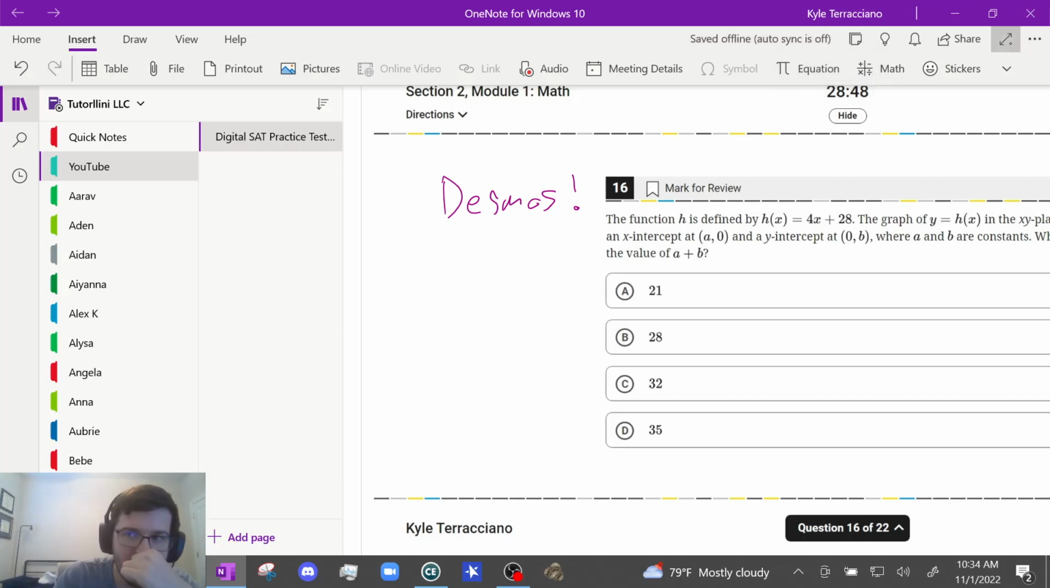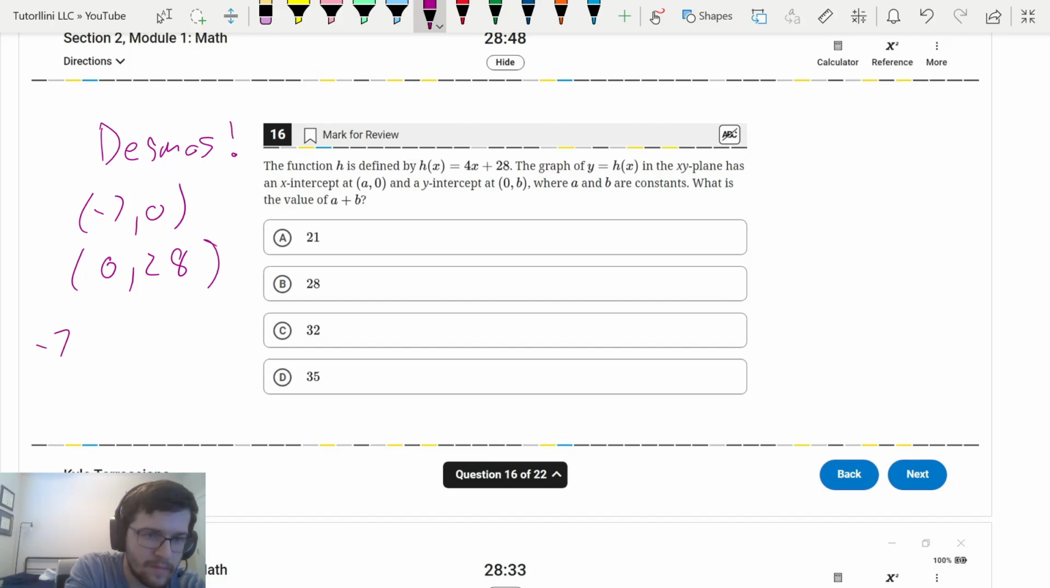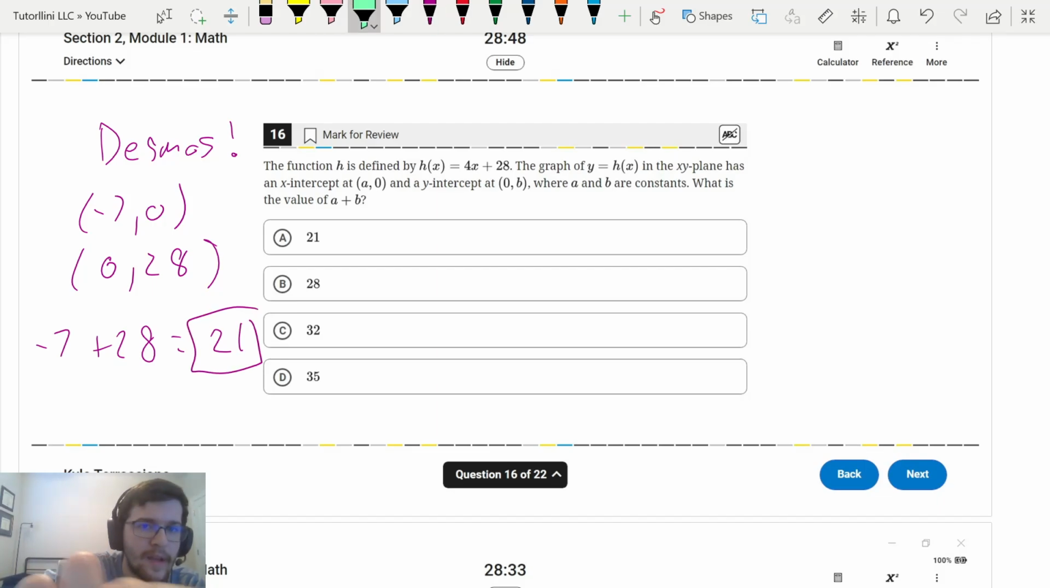So it wants us to find, so let me write those down. Negative 7 comma 0 and 0, 28. And it wants us to add those up, a and b. So negative 7 plus 28, that equals 21. And that is the answer. Wow, Desmos is really helpful.